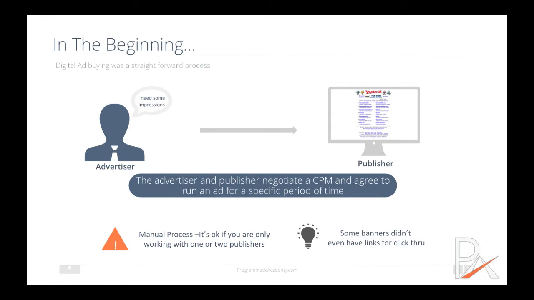So if we go back to that 1994 time with Yahoo, for example, and we're an advertiser, we say, hey, I need some impressions. Yahoo gives you a price per CPM. You send Yahoo the banners, they run it, send the report back. Very straightforward, very simple. And to this day, a lot of buys are still being run this way. It's a manual process, but this is okay if you're only buying one or two publishers. Funny side note here: some banners back then didn't even have links for you to click through to anywhere. So it was simply views.